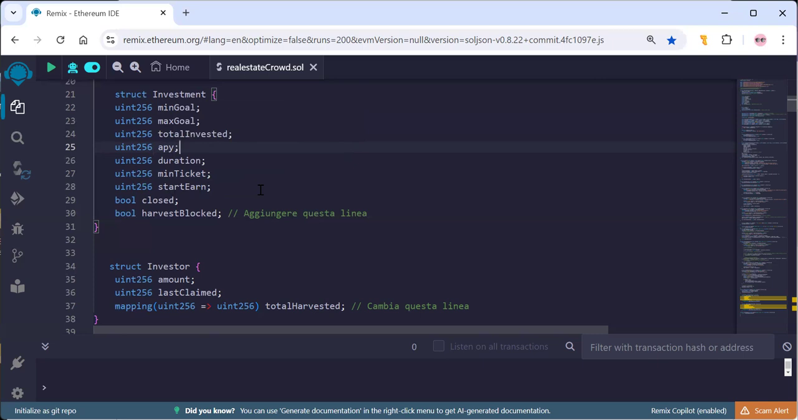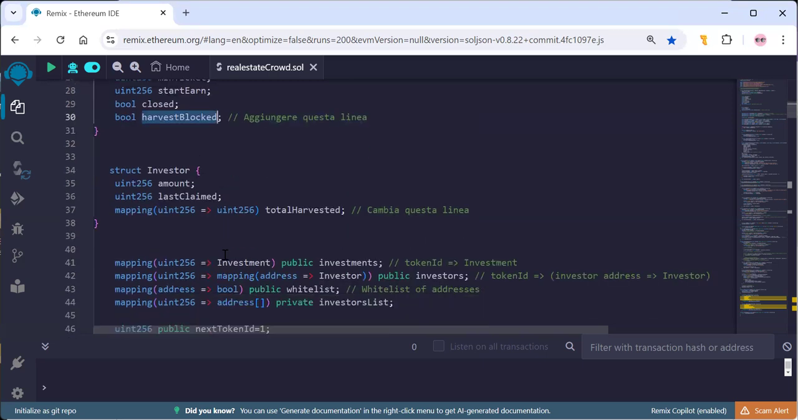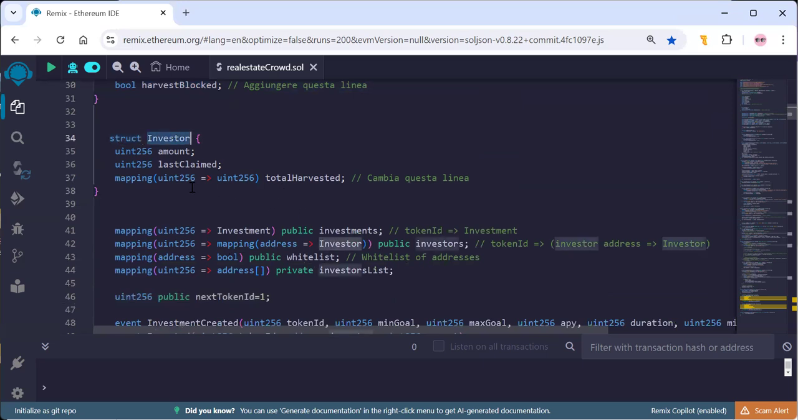So people that invested start to gain dollars based on their investment. Then if it's closed or not, if the harvest of the interest is blocked or not blocked. Then a structure, the investor: how much the investor has invested on that specific token ID, when was the last claim timestamp, and the total harvested, also to calculate eventually the pending total harvesting during the different steps of the investment history.